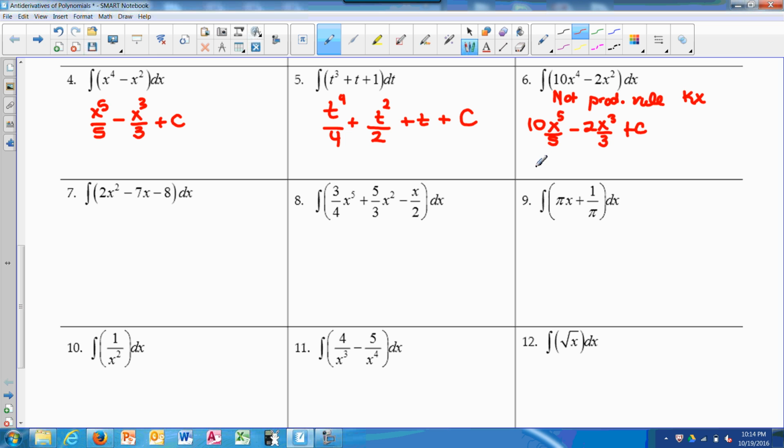Of course, on our multiple choice question, you would have to simplify this out to be 2x to the 5th minus 2/3 x cubed plus c.